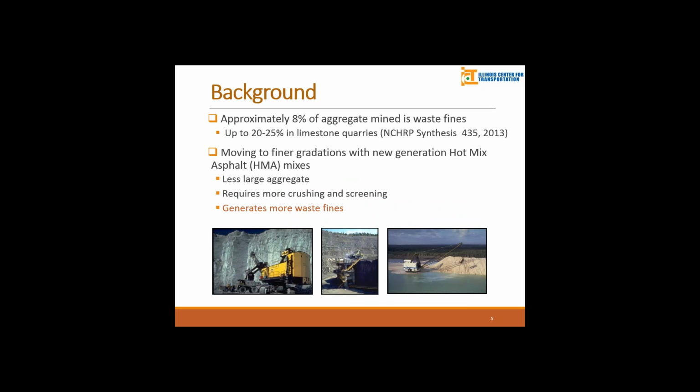Within this huge amount of aggregate produced, 8% is waste fines. This is according to a recent NCHRP synthesis. And according to the type of quarry, for example, if it is a limestone quarry, the amount of waste fines can be up to 20 to 25% even. And also, according to the new IDOT procedures, they are moving to finer gradations with the new generation of hot mix asphalt. So they require less large aggregates, and that requires more crushing and screening, which will create more waste fines during the process.